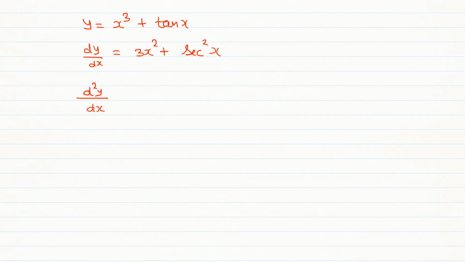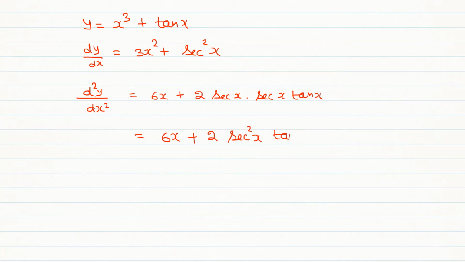Another example, we have a function like y is equal to x cube plus tan x. So the first derivative will be 3x square plus sec square x. And if we find the second derivative, it is d2y upon dx square, which is 6x plus 2 times sec x times sec x tan x. So as a final answer, this can be simplified to 6x plus 2 times sec square x tan x.